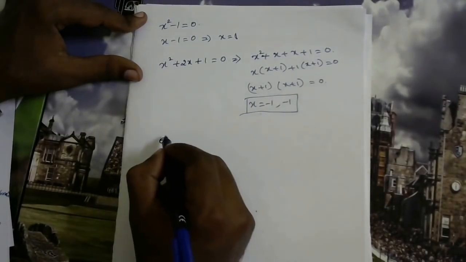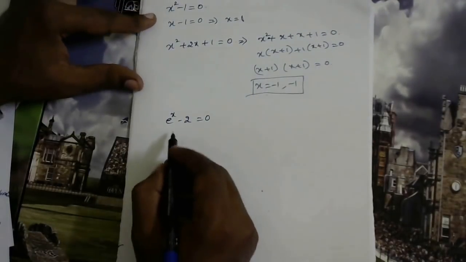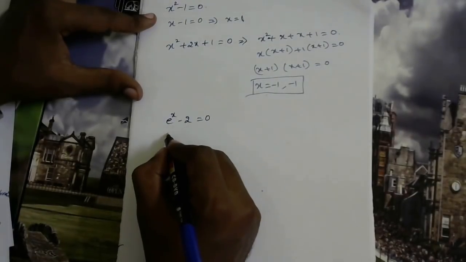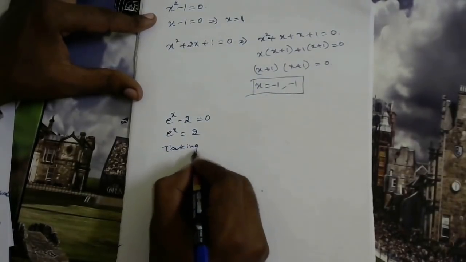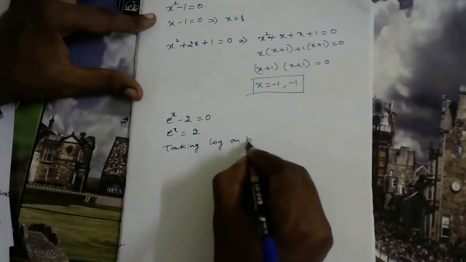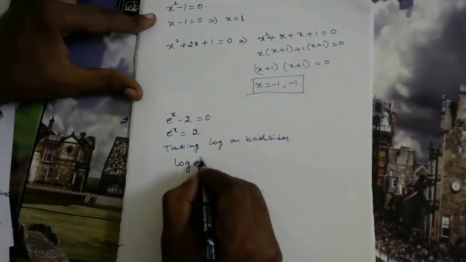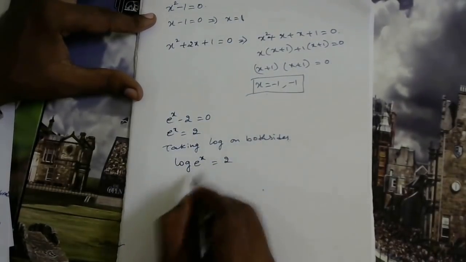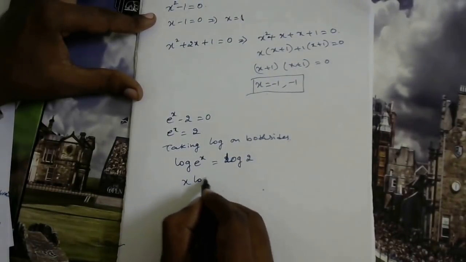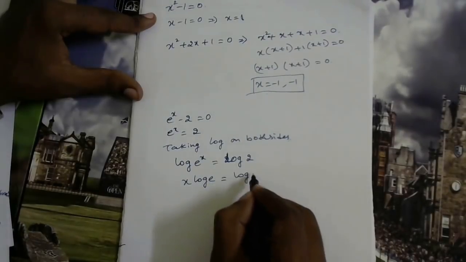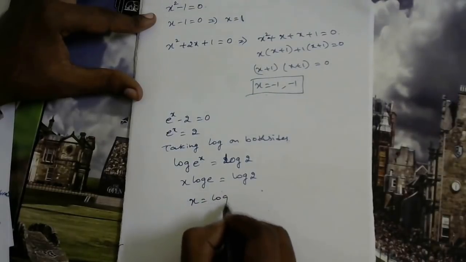Again, you get e to the power of x minus 2 equals 0. Can you solve? Yes, you can find it by a direct method. Take e to the power of x is equal to 2. Taking log on both sides, what do you get here? Log of e to the power of x equals log 2. This can be written as x into log e equals log 2. What is log e? Log e is 1 only, so x is equal to log 2 you will get.